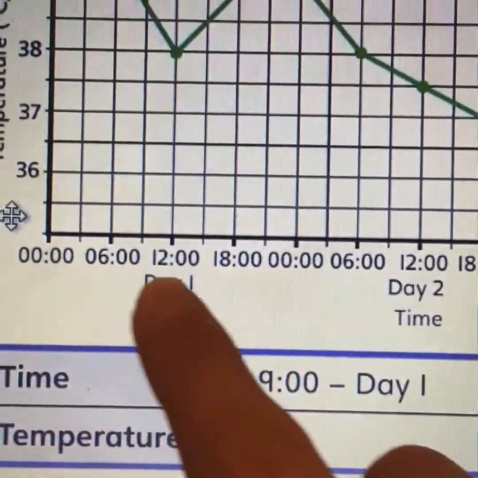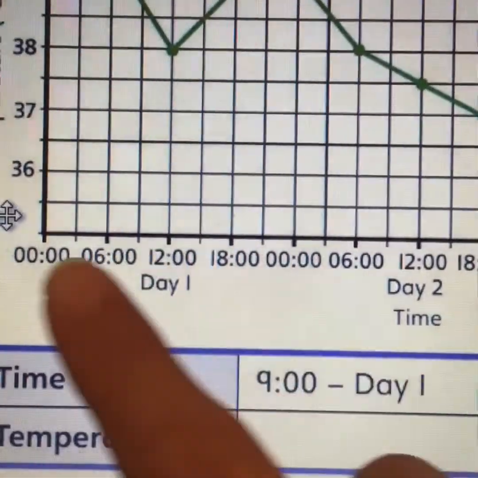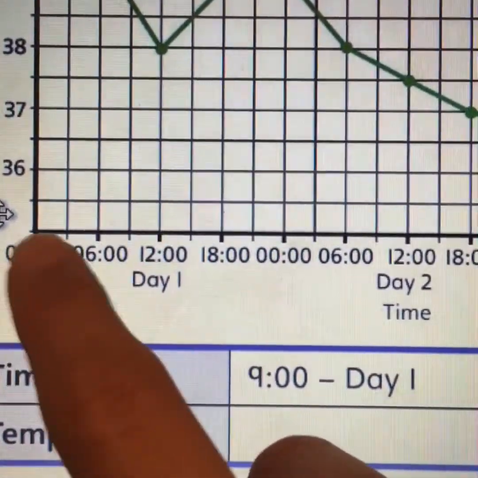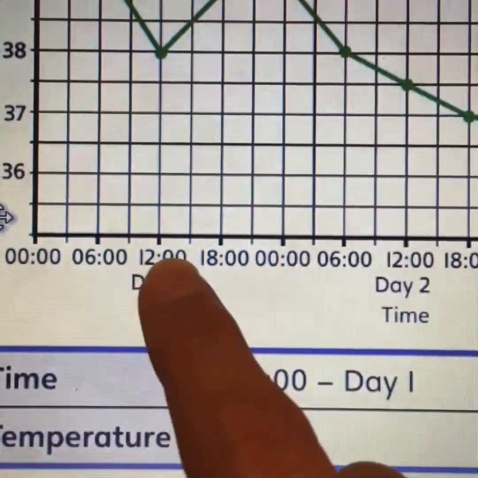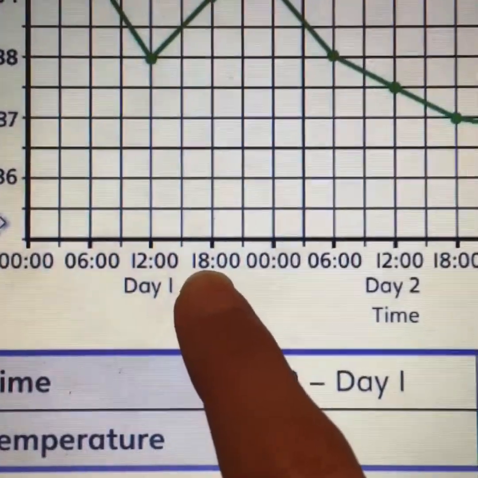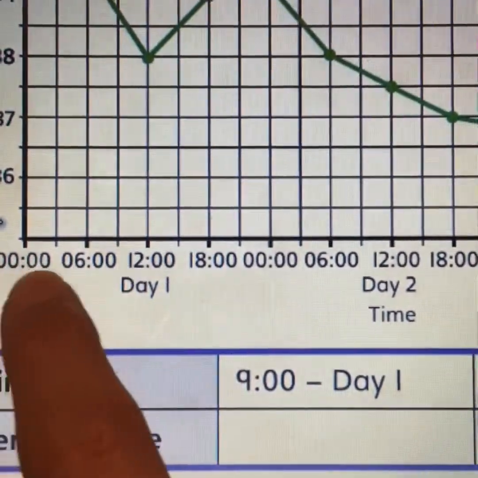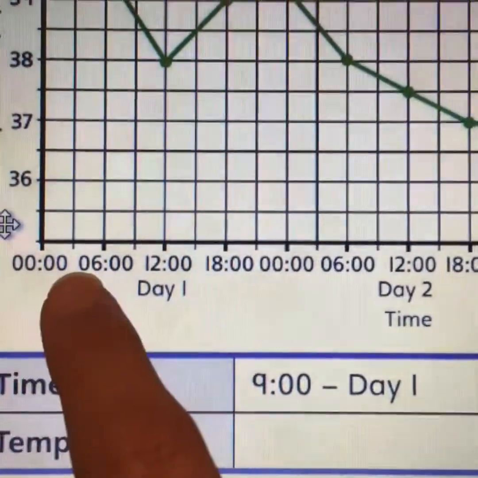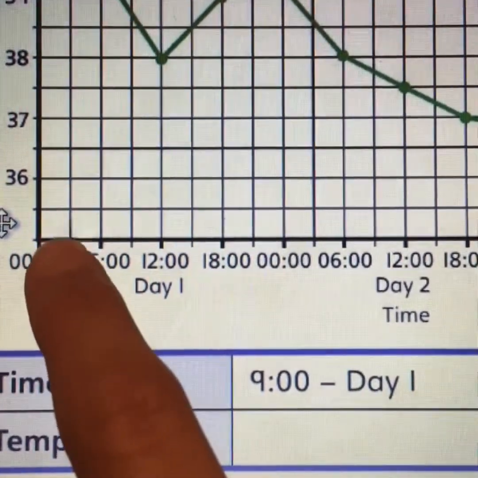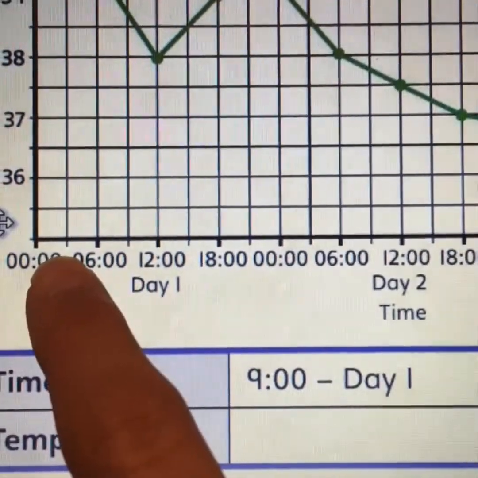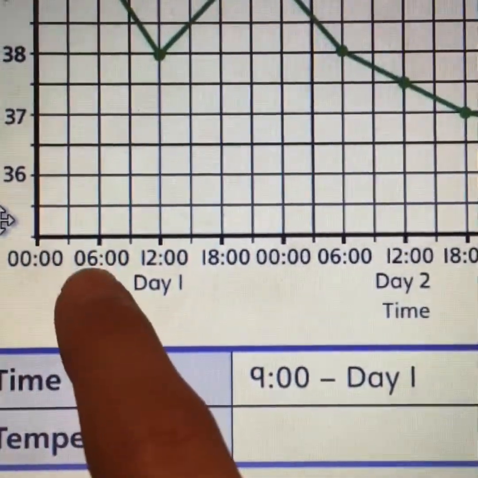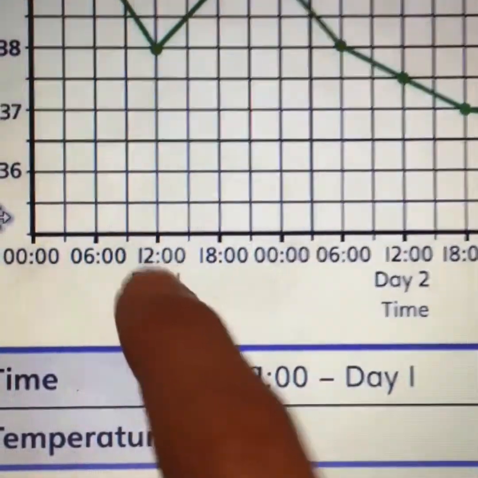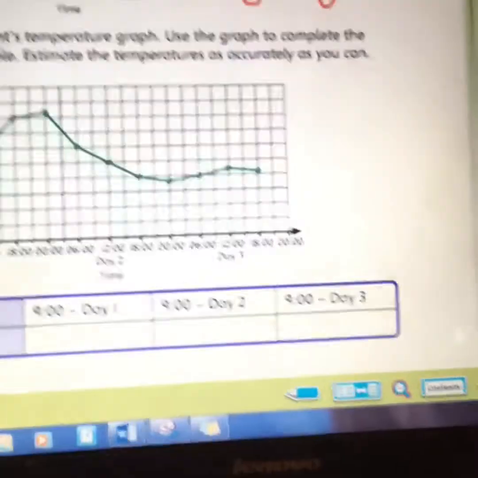So this is all day 1. So 0 o'clock is obviously midnight, 6 o'clock, 12 o'clock, 6 o'clock in the evening, and then back to midnight. So what's the difference in one big interval? Well, 6 hours. So then what's each grid line worth? What's half of 6? 3 hours. That's 3 o'clock, 6 o'clock, 9 o'clock, 12 o'clock. Okay, right, let's have a look at our first question then.